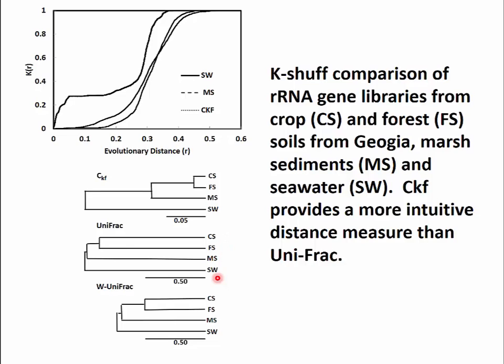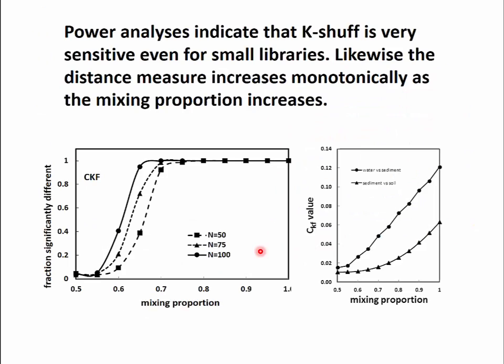And the weighted UniFrac is very similar. So the cross-K function then provides, we think, a more intuitive distance measure than UniFrac. However, I will say it's not an exact measure at all. To look at the sensitivity, we use power analysis, and this indicated that the measure is sensitive even for very small libraries, and the distance measure increases monotonically.